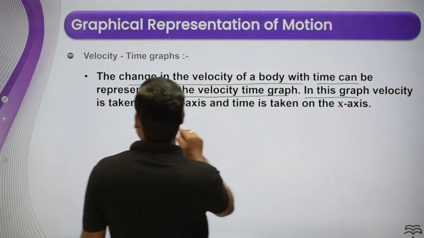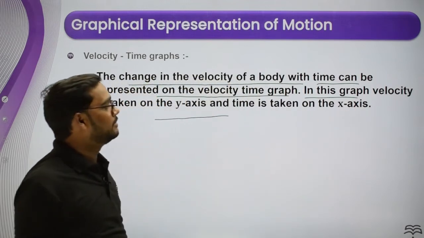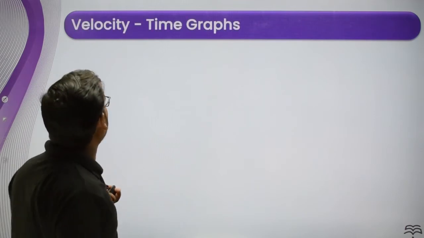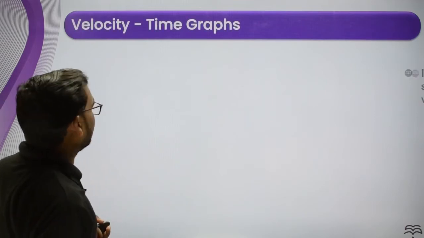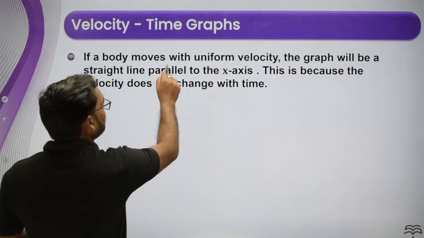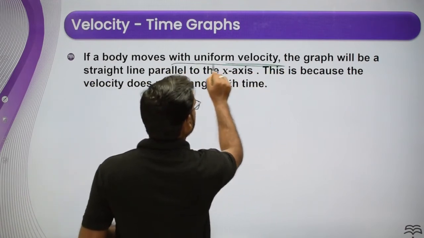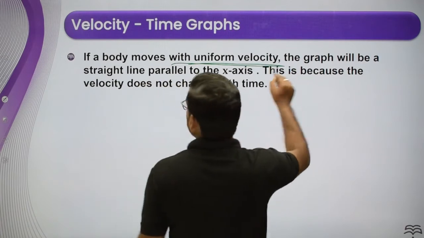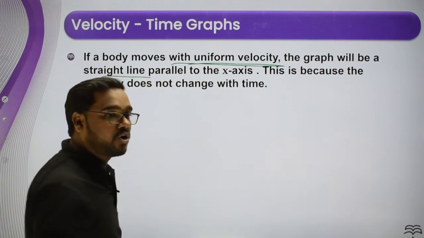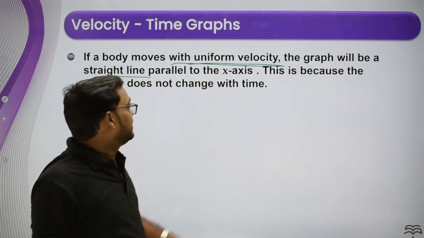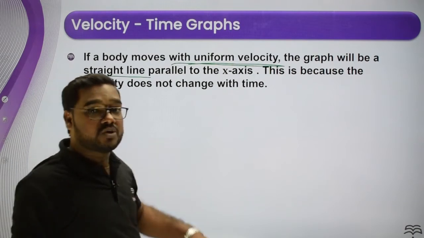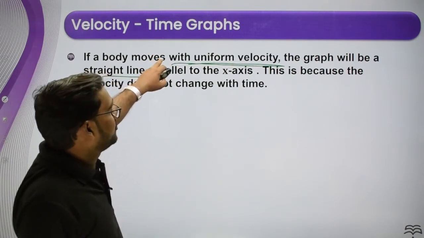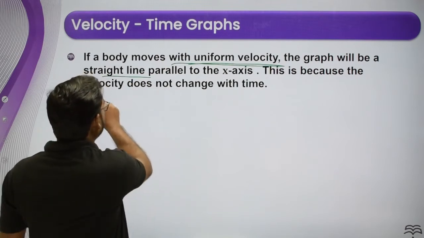In the graph, velocity is taken on the y-axis and time is taken on the x-axis. That we have already discussed with you. Now move to the next point, that is, if a body moves with uniform velocity. If the body is moving with uniform velocity, then the graph will be a straight line, because in equal time intervals, the change in velocity is equal. That's why you will get the straight line that I have already discussed with you.